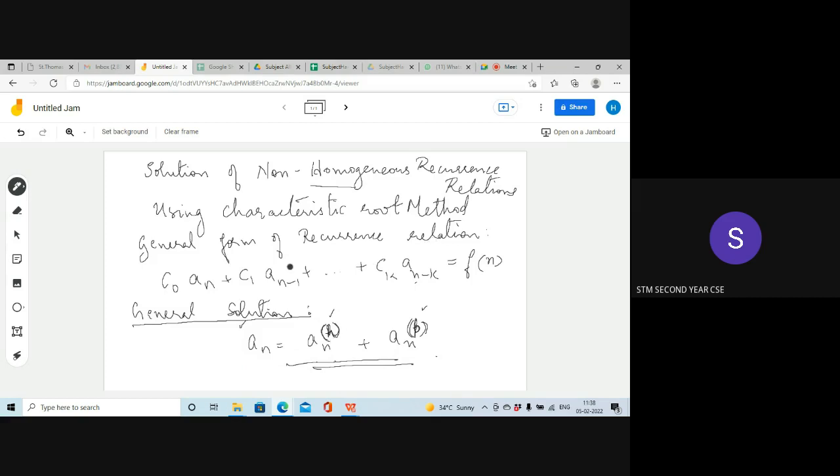So in order to find the general solution, we first find the homogeneous solution, then we find the particular solution, and then we take the sum of the two. Is it clear? This is the basic method to solve a non-homogeneous recurrence relation. The general solution of a non-homogeneous recurrence relation is given by the sum of the homogeneous solution and its particular solution.